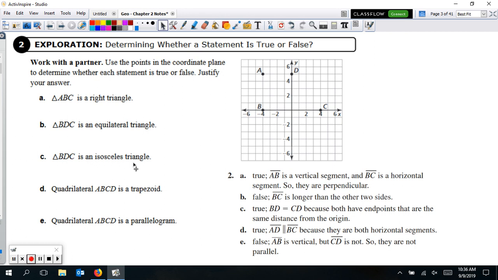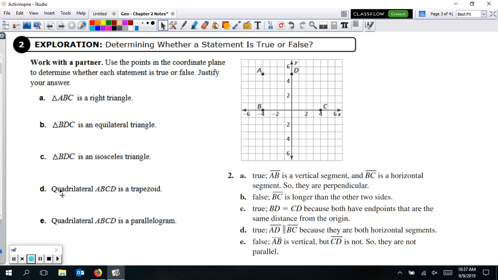Isosceles means that 2 sides of a triangle are the same. And so this one is true because BD does equal DC. You can see that because if you go from D, you go down 5 and left 4 units to B, down 5 and right 4 units to C. It's exactly the same distance each way from where D is in the middle, so they are both going to be equal. You can again check that with the distance formula.